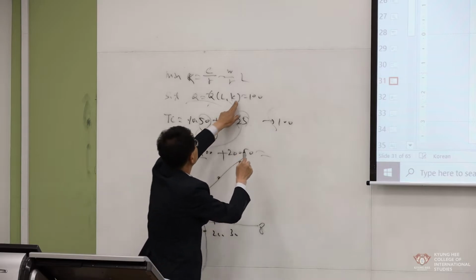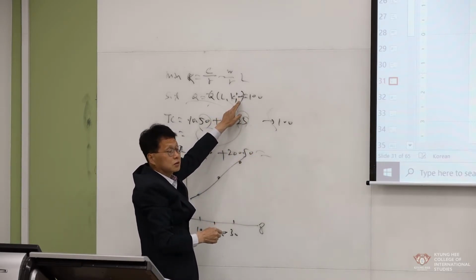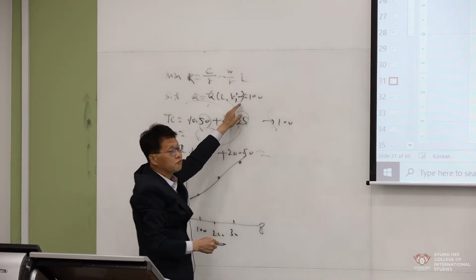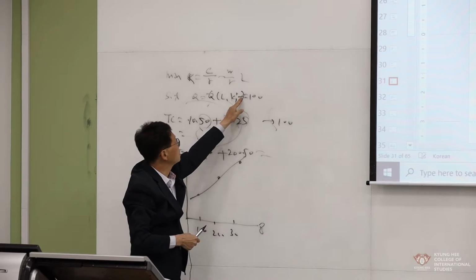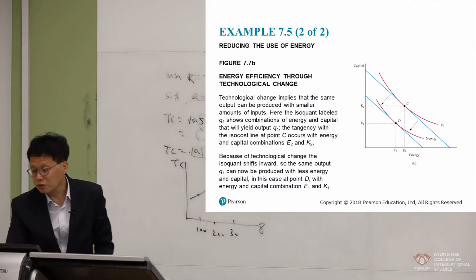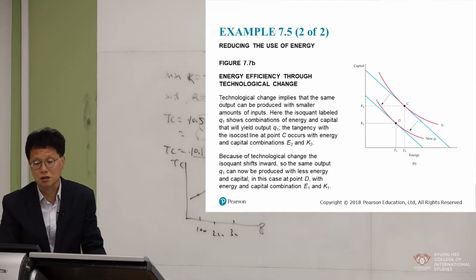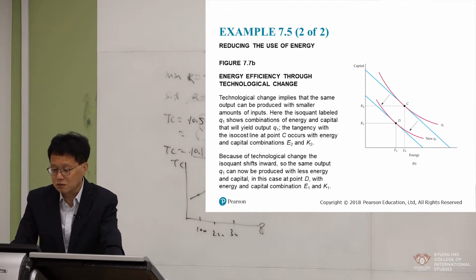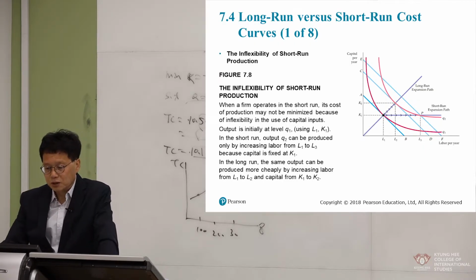But for the production function, we know that there are other factors. One of the important shifters of this production function is the technology level, right? If this increases, then what happens? You can produce the same unit of Q1 with smaller employment of energy and capital simultaneously. That is energy efficiency through technological change. Okay? Slide 32.